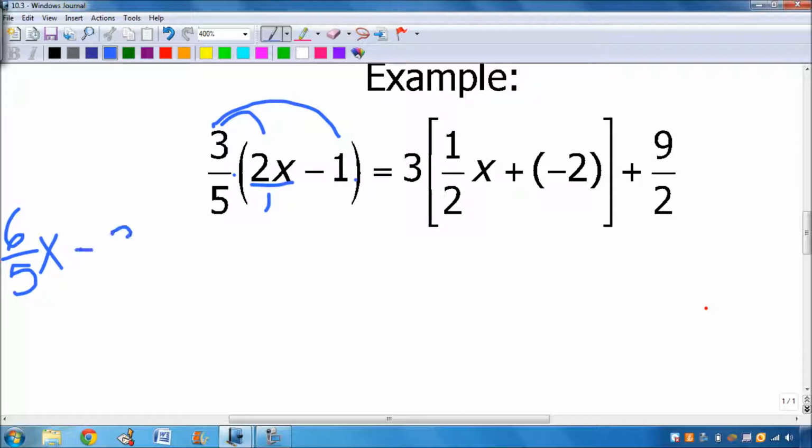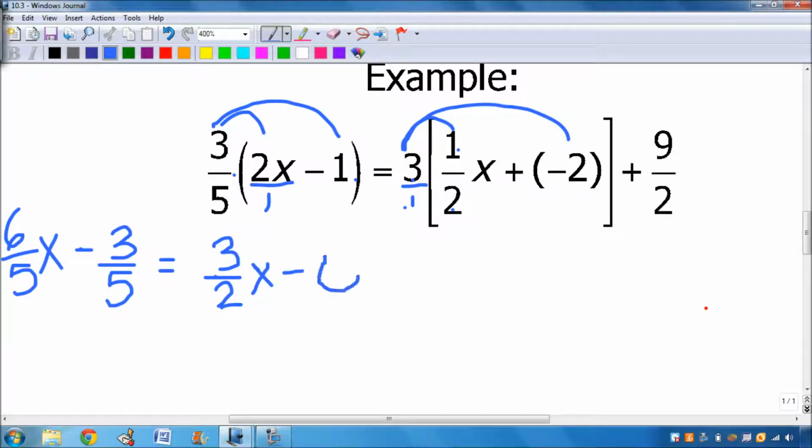Anything times 1 is itself, so anything times negative 1 is its negative self, equals 3 times 1/2 x, this is 3 over 1 again, so it's 3 over 2, because 3 times 1 is 3, 1 times 2 is 2, so it's 3 over 2x, and then distribute the 3 to the negative 2, you get negative 6, and then you can just copy the 9 over 2 down. All right, so that's step 1.